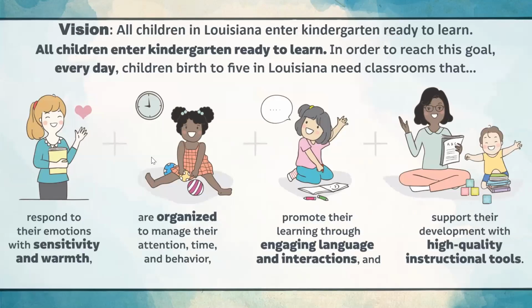This is the vision for early childhood in Louisiana. So the overarching vision is that all children in Louisiana have the experiences they need in their early childhood years such that they enter kindergarten ready to learn. In order to reach this goal, we know that these things need to be true about birth to 5-year-old classrooms. First, that these classrooms respond to children's emotions with sensitivity and warmth. Second, that these classrooms are organized to manage children's attention, time, and behavior. Third, that these classrooms promote children's learning through engaging language and interactions. And last, that these classrooms support children's development with high quality instructional tools.